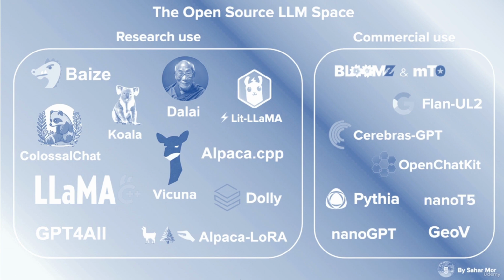For those models that can be used commercially, shown on the right side, NanoGPT and OpenChatKit are options, although they are not widely known. Nano T5 is also available, and all of these models can be used for commercial purposes. As we have seen, the emergence of new open-source large language models is just the beginning, and the options continue to grow.